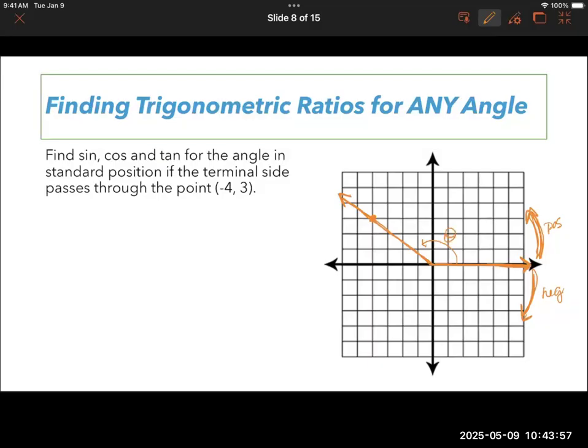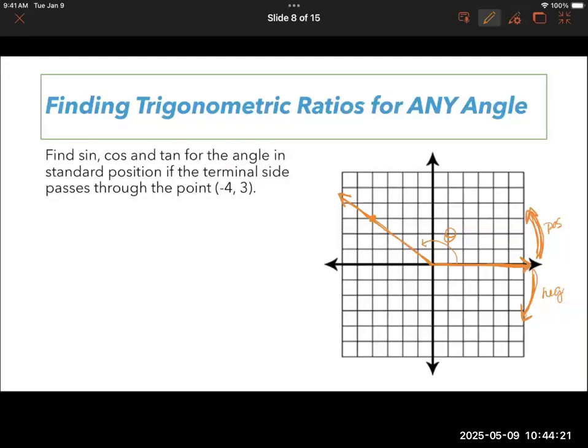A very common Greek letter to represent angles is theta, which is kind of an O with a big loop in it. And so this is the angle that we're interested in. And again, we don't have to know what that angle is if we can figure out something about the sides of things, right?